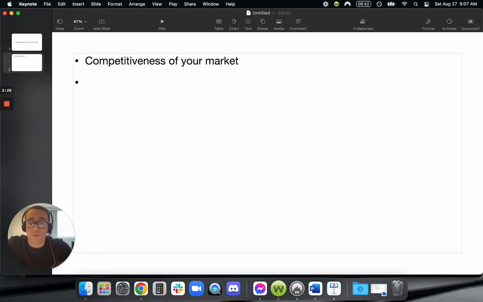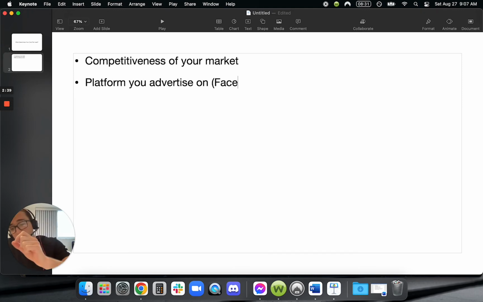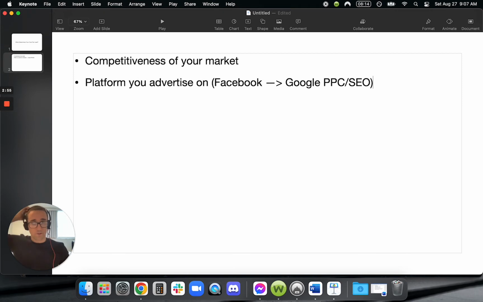Another thing is the platform you advertise on. Facebook might be on the left-hand side, and Google is more towards the right-hand side, and I guess you could say SEO as well. So Facebook on the left, Google PPC/SEO on the right. I've gone over this in other videos, but the main reason is to think of the difference between the two. One is a search engine on the right-hand side, so you move the dial that way. The other is a social media platform.